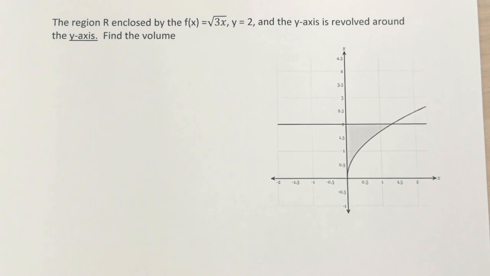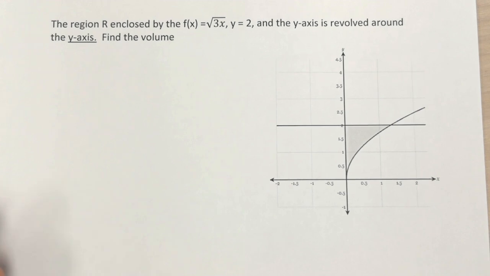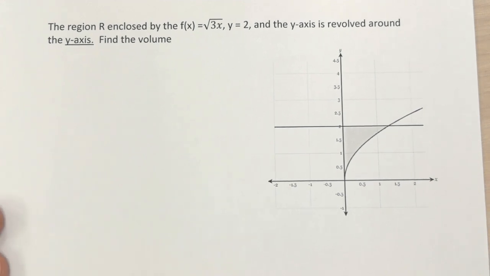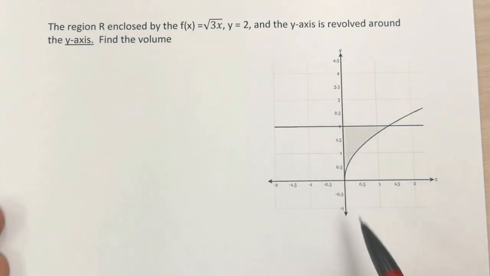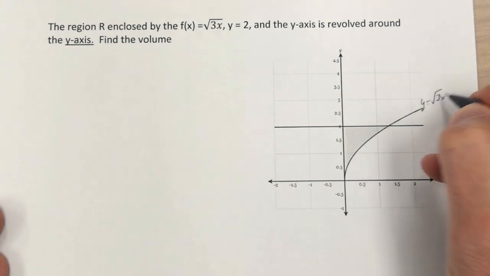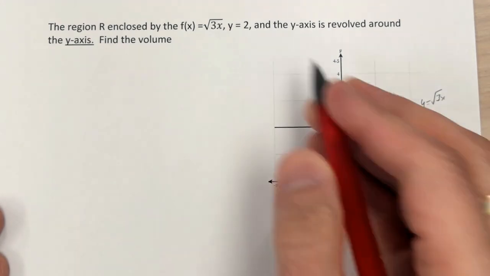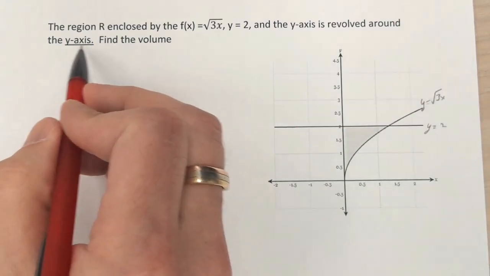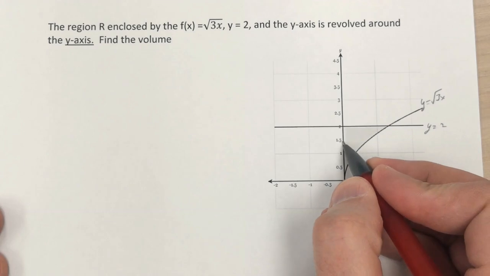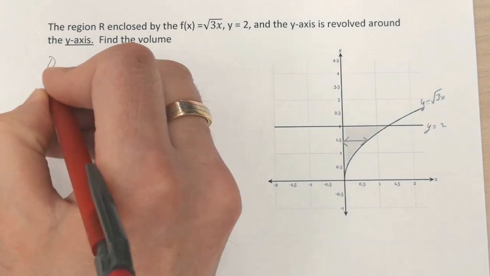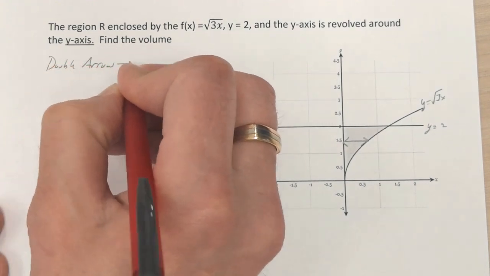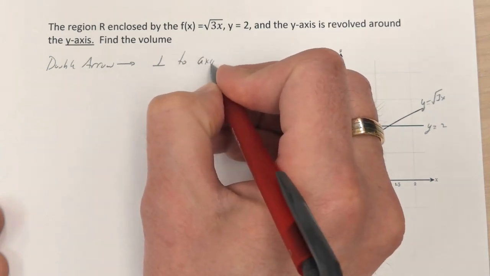All right, in my final example here, we can also revolve regions around, instead of the x-axis or lines parallel to the x-axis, the y-axis or lines parallel to the y-axis. Now when you do that, for example here, the region R is enclosed by the function f of x equals the square root of 3x, y equals 2, and the y-axis, and it's revolved around the y-axis. Now when you revolve it around the y-axis, then your double arrow has to go horizontal, because your double arrow, remember, must be perpendicular to the axis of revolution.